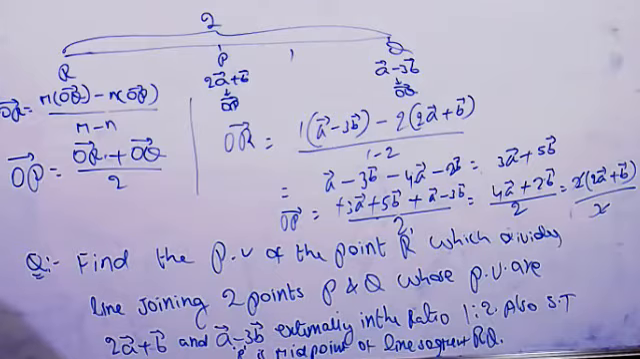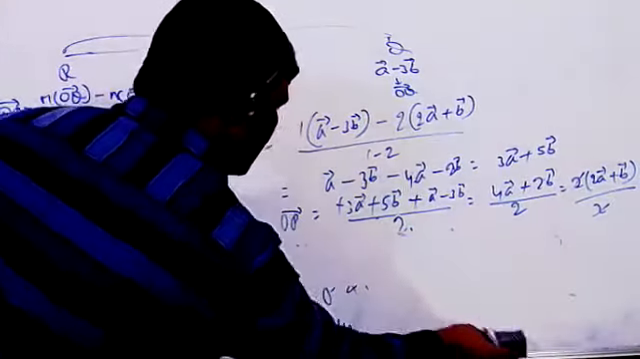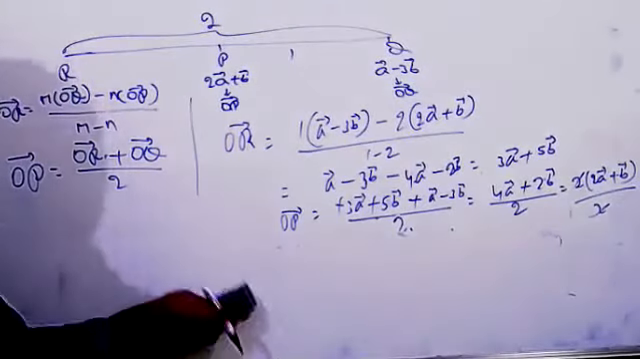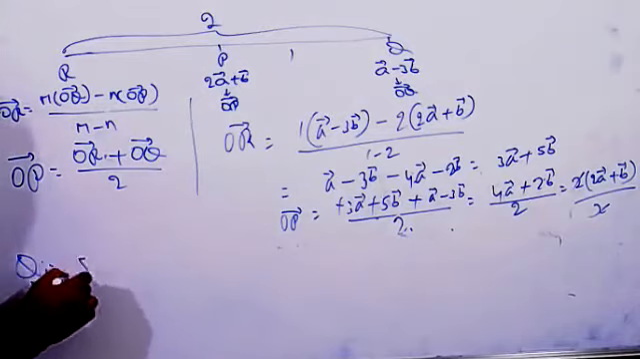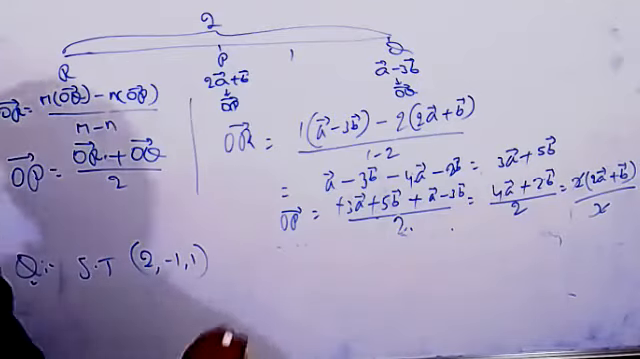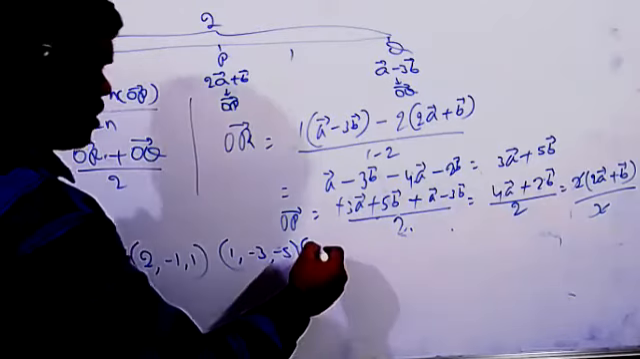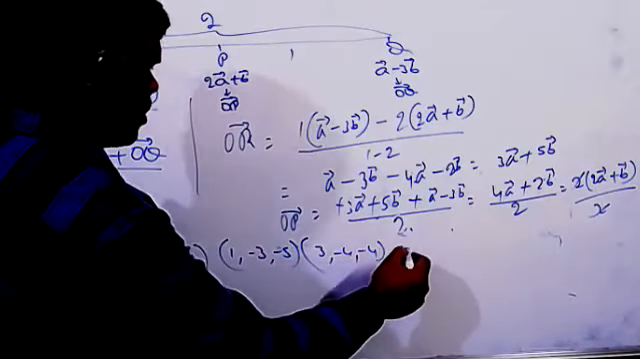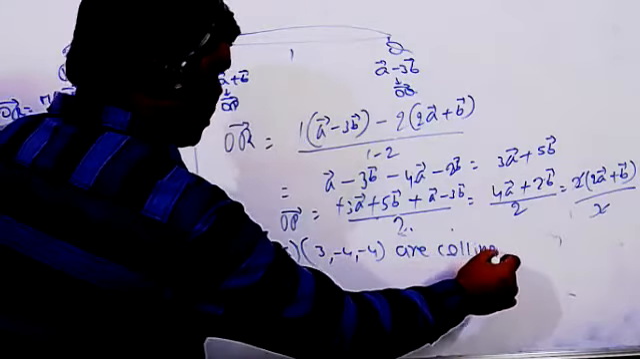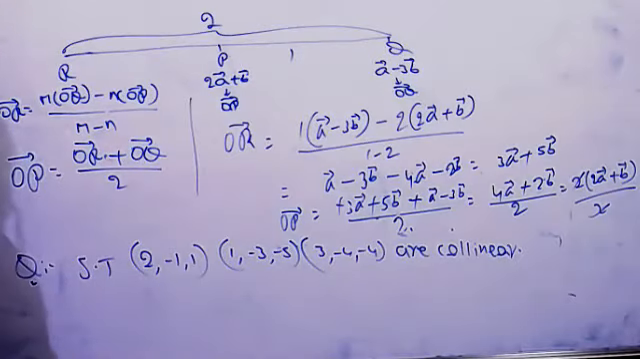And one more problem we can do now. Show that 2i minus j plus k, i minus 3j minus 5k and 3i minus 4j minus 4k are collinear. Later I can do this.